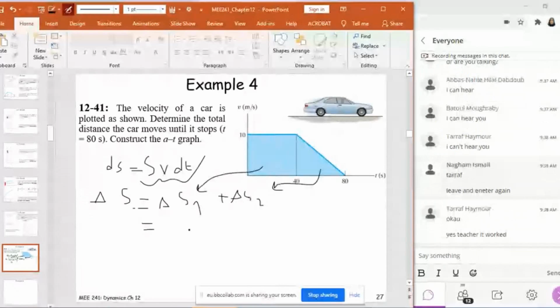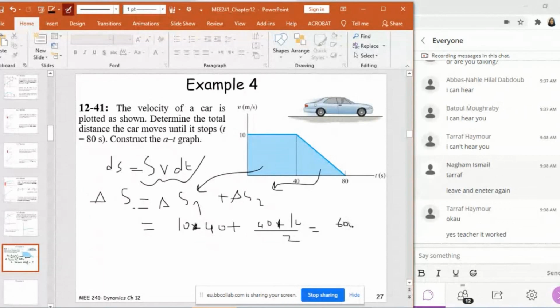So it is 10 times 40 plus the area of this triangle, which is BH over 2. Now, what is the base here? It's 40 times H, which is 10, over 2. All right, guys? So what will be this area? It is 600 meters, because in fact, the velocity is given in meters per second. The time is in seconds. Right? So the distance traveled, guys, by this car is 600 meters. Okay. Now, this is delta S, the displacement.